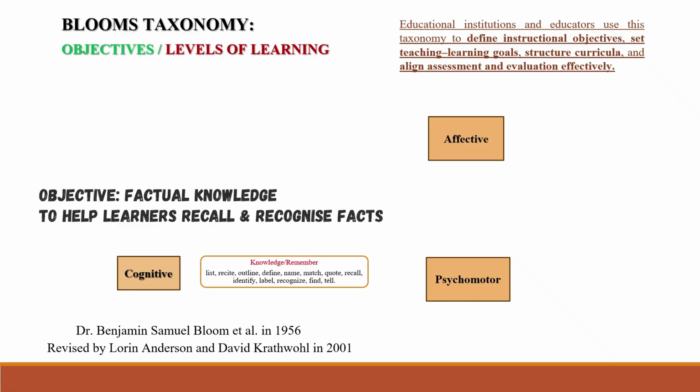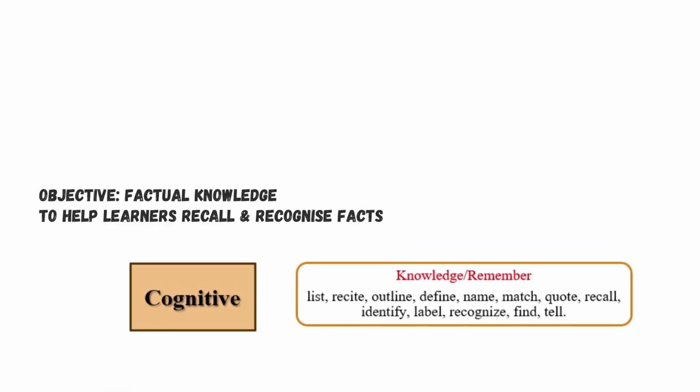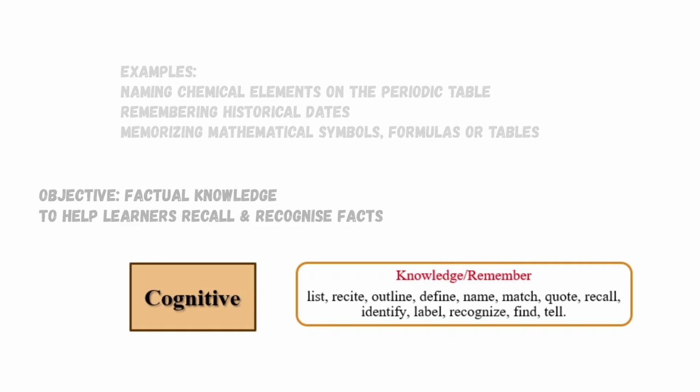Evaluation can be done using terms like list, recite, outline, define, name, match, quote, recall, identify, label, recognize, tell, find, and so on and so forth. For example, naming chemical elements on the periodic table, remembering historical dates, memorizing mathematical symbols, formulas, or tables, etc.